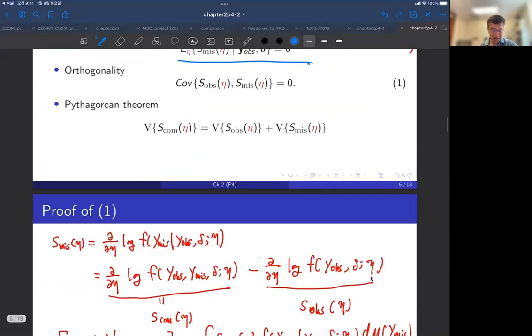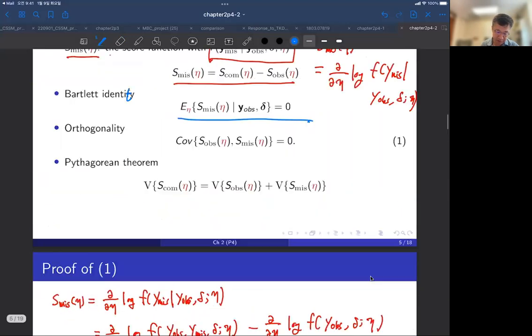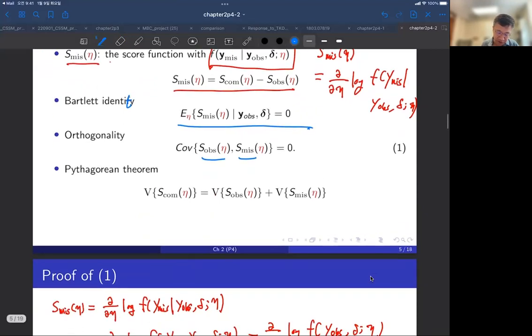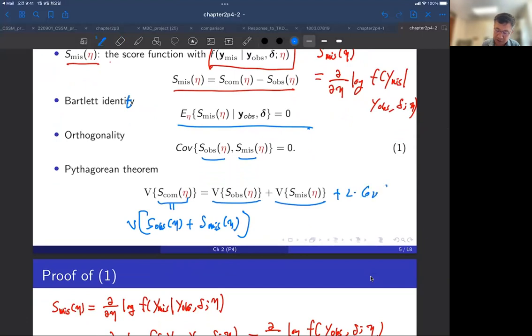Identity. Okay. And now another interesting part is that these two are orthogonal. So if these two are orthogonal, then remember S-com is S obvious plus S miss, right? And then the variance of the whole thing is the variance of this and the variance of this, and then 2 times covariance. And this 2 times covariance is here, which is 0. So then we have some kind of Pythagorean theorem.